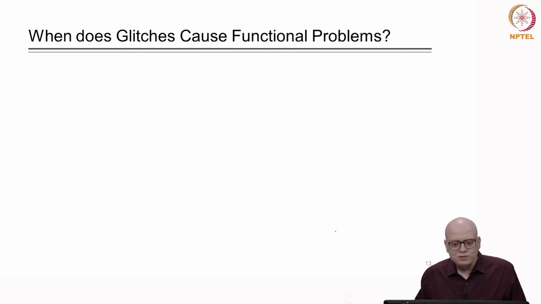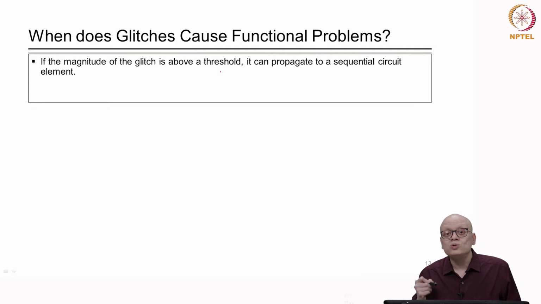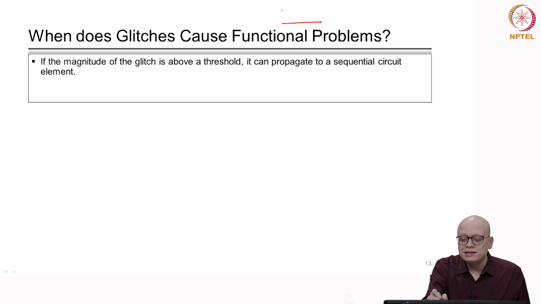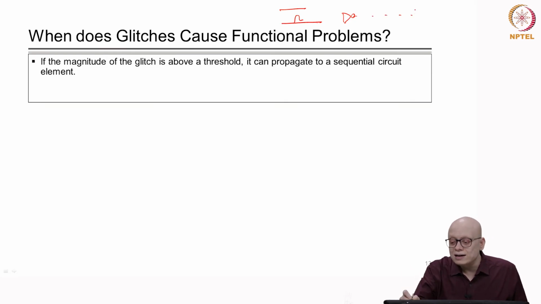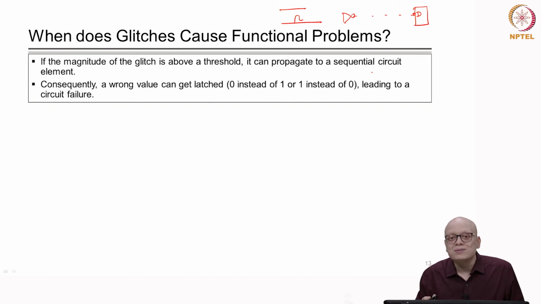Now, when will this glitch cause functional problems? If the magnitude of the glitch is above a threshold, it can propagate to a sequential circuit element. There is one line, and because of the activity in the neighboring line, a glitch was created. Finally, it will go to, say, an inverter and then through some logic, and finally it can reach a sequential circuit element D. If the magnitude of this glitch is above a threshold, then it can propagate to the sequential circuit element, and consequently a wrong value can be latched.